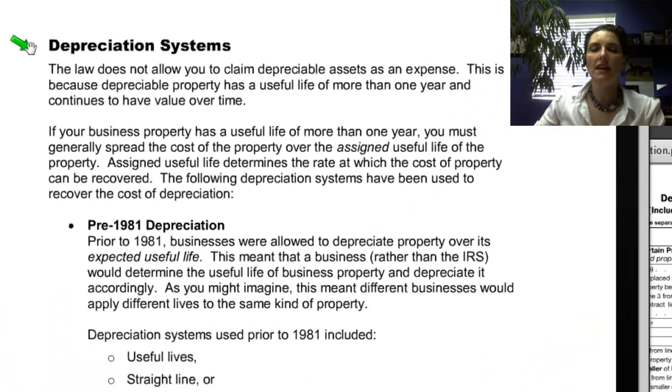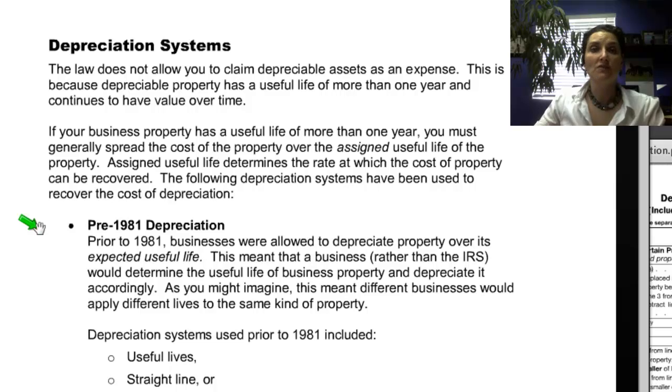The next thing we're going to discuss under depreciation is depreciation systems. The law does not allow you to claim depreciable assets as an expense. This is because depreciable property has a useful life of more than 1 year and continues to have value over time. If your business property has a useful life of more than 1 year, you must generally spread the cost of the property over the assigned useful life of the property. Assigned useful life determines the rate at which the cost of the property can be recovered. The following depreciation systems have been used to recover the cost of depreciation.